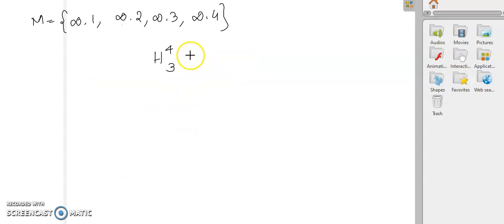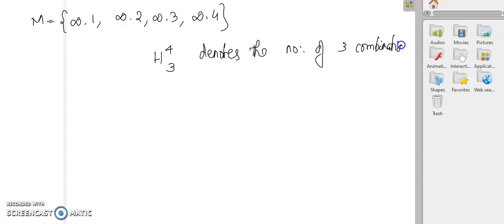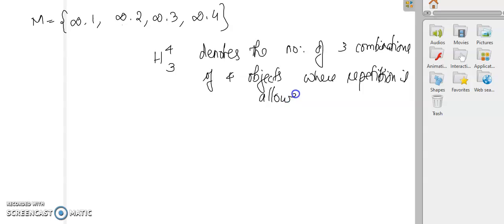So h(4, 3) denotes the number of 3 combinations of 4 objects where repetition is allowed. Now if we take the usual 3 combination, so if you have 4 objects, 1, 2, 3, 4, and no repetition, the combination we get is 4C3. So that is 4 factorial by 3 factorial into 1 factorial. So you are going to get only 4 combinations.